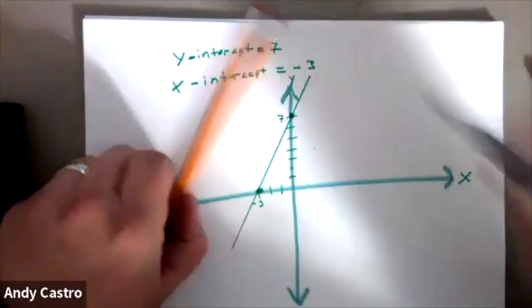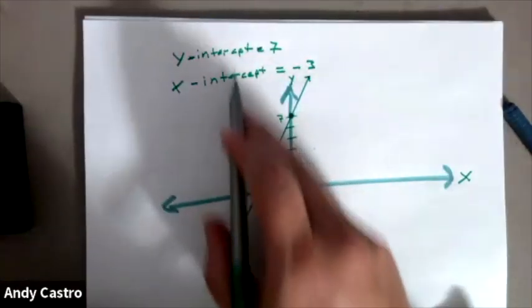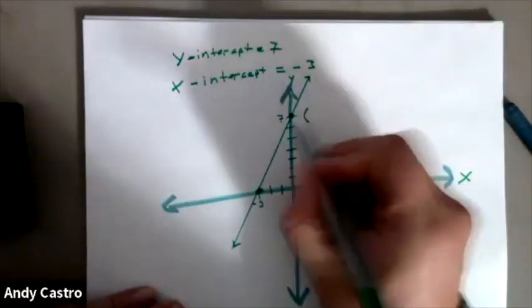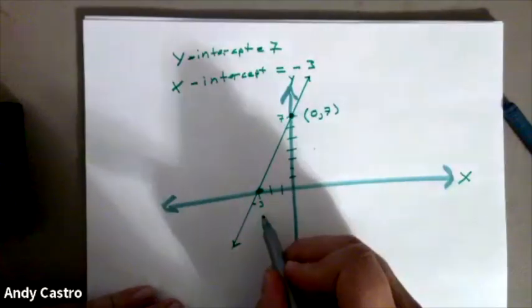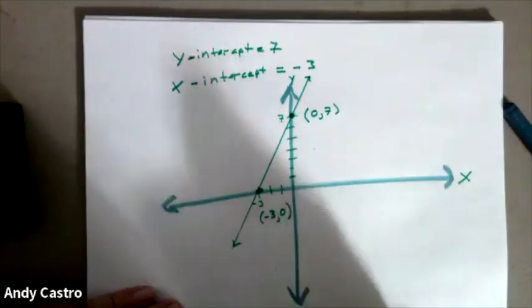Without an equation, this is just 2 points that happen to be the intercepts, right? This point is 0 for x, 7 for y. This point here is -3 for x, 0 for y.